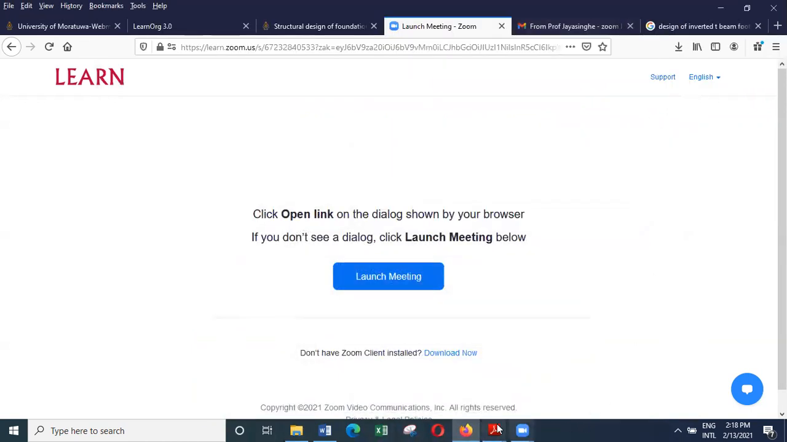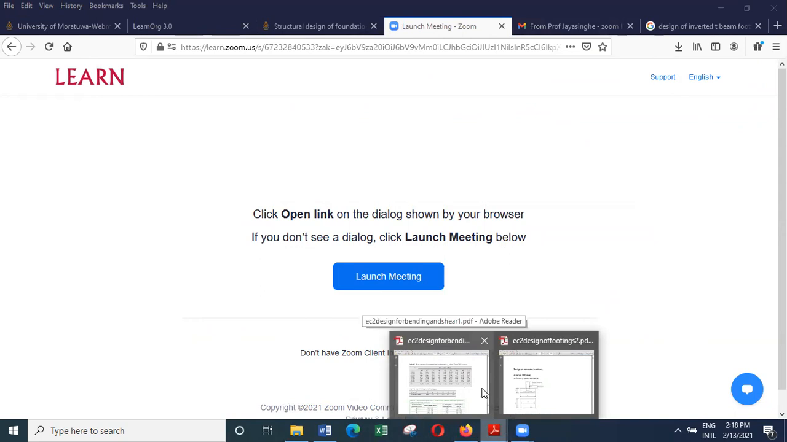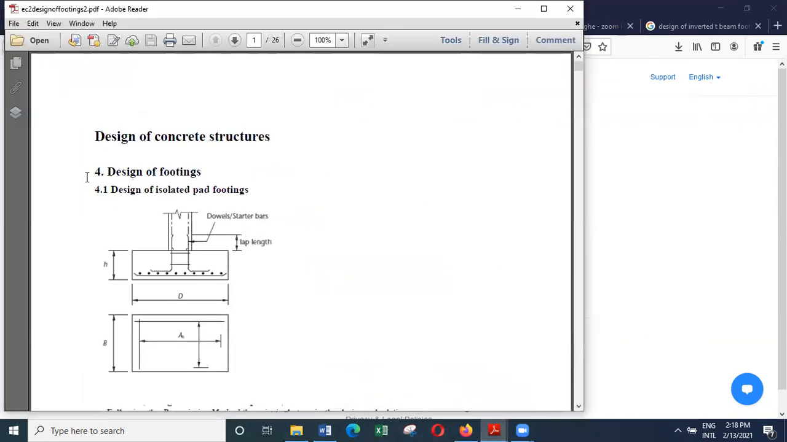So today we'll start from basics and look at how to design an isolated pad footing. We look at an isolated pad footing first subjected only to the vertical load, axial load. And then we see how to deal with the situation where we have axial load and bending moment both. And then we look at a combined footing. And then we look at what we call a strapped footing.